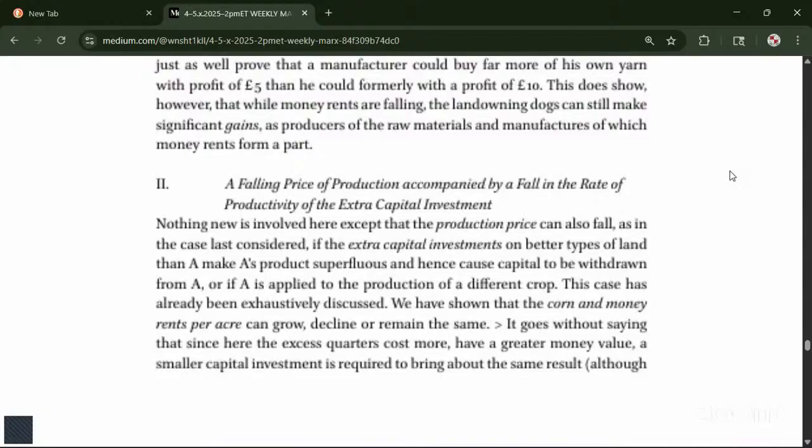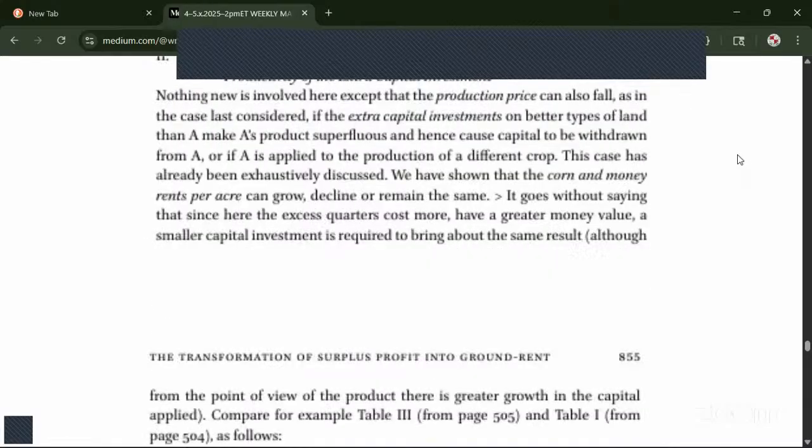We have shown that the corn and money rents per acre can grow, decline, or remain the same. It goes without saying that since here the excess quarters cost more, have a greater money value, a smaller capital investment is required to bring about the same result, although from the point of view of the product, there is greater growth in the capital applied. Compare, for example, Table 3 from page 505 in the manuscript and Table 1 from page 504 as follows.